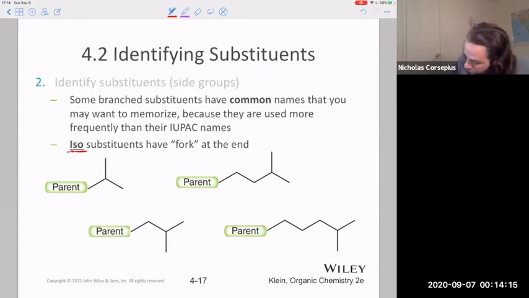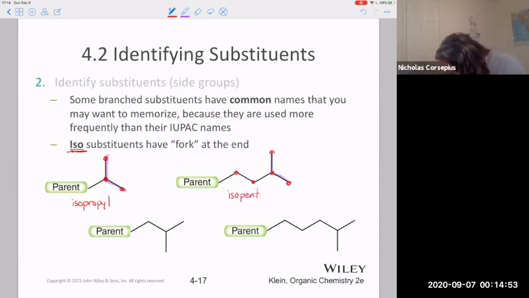So this 1, 2, 3 carbon fork would be an isopropyl group. It has this fork at the end. Notice that this one does as well, all the way at the end. This would be 1, 2, 3, 4, 5 carbons. You're counting all of the carbons in that group when you're using the iso prefix, not just the longest contiguous set. So this is something a little bit weird about these common names. So this would be an isopentyl group.